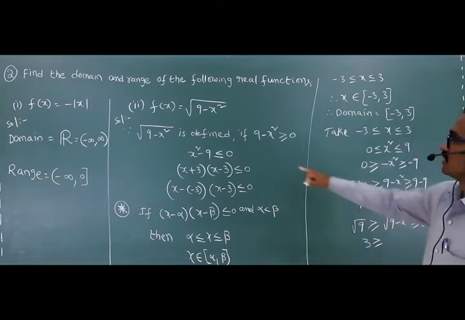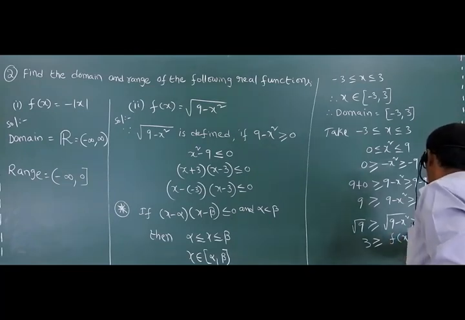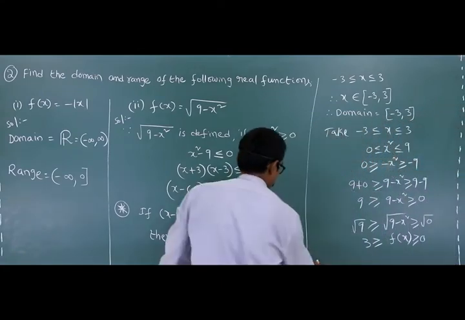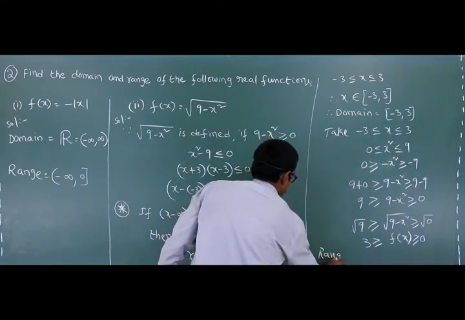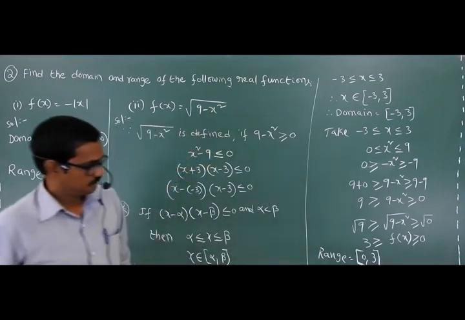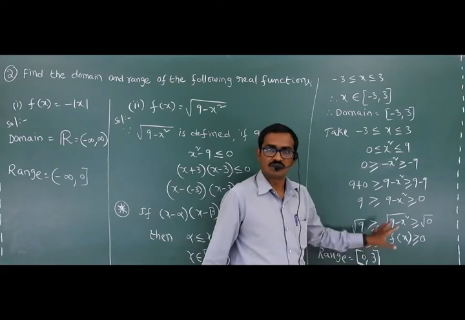Root of 9 minus x square is nothing but f of x. Root of 0 is 0. So f of x lies between 0 and 3. So the range of f of x is the closed interval 0, 3. The minimum value is 0, the maximum value is 3. So we can write the range equal to closed interval 0, 3. That's all. This is the range of the function.